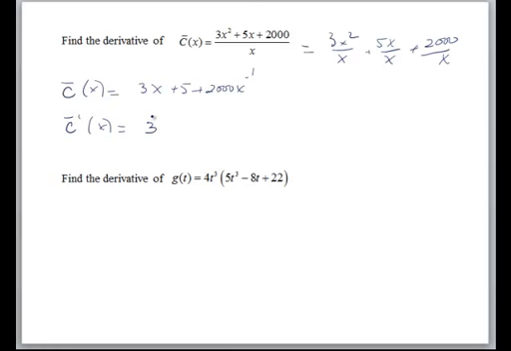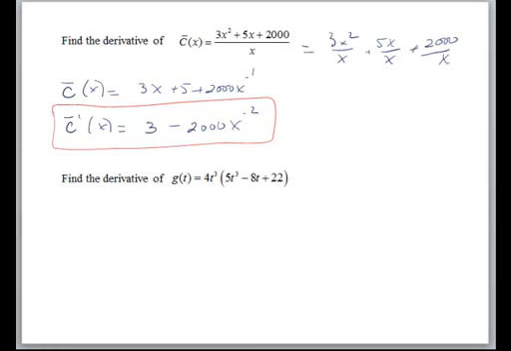So I get 3. The derivative of 5 is 0, and then my last term here, I get negative 2,000 x to the negative 2. The reason I prefer to simplify it first algebraically and avoid using the quotient rule is because I'm going to have to plug a number in here, and this is a lot easier to work with than the other form. A lot easier to simplify. Even though they're equivalent, this is much easier to work with.